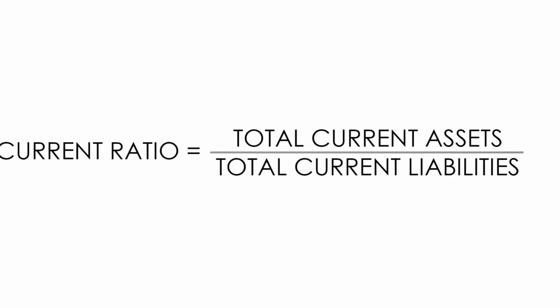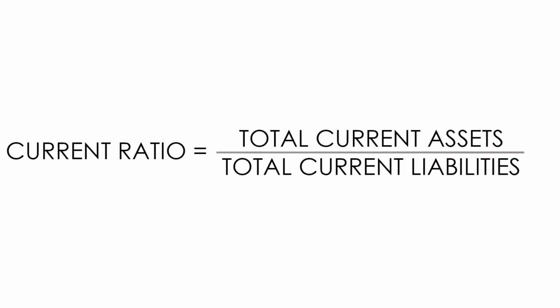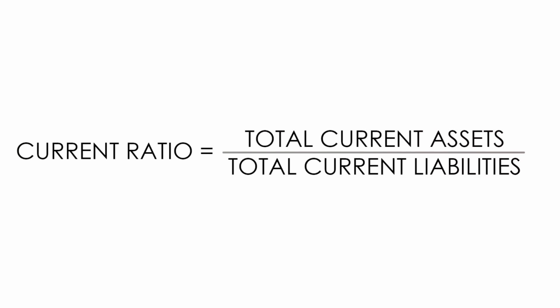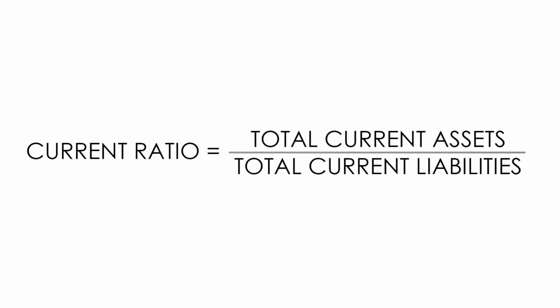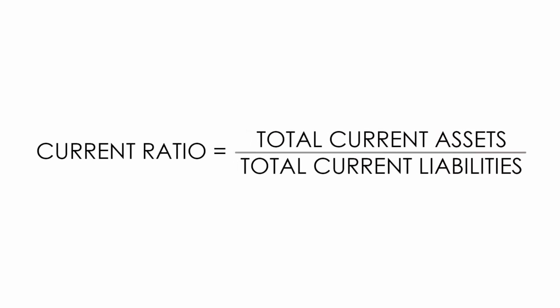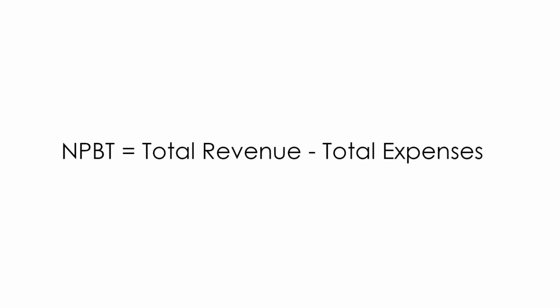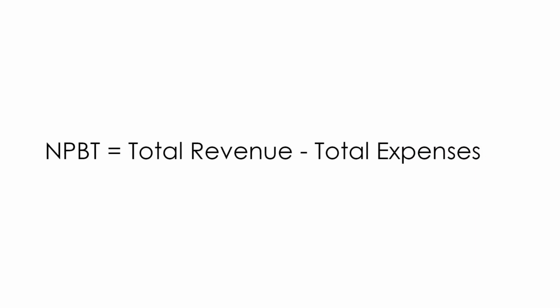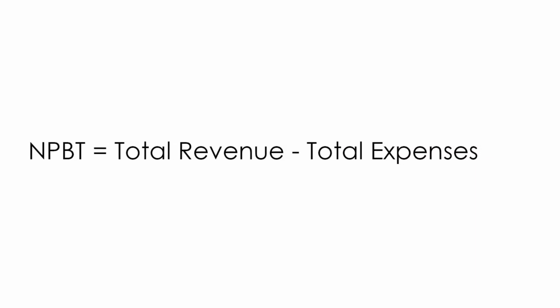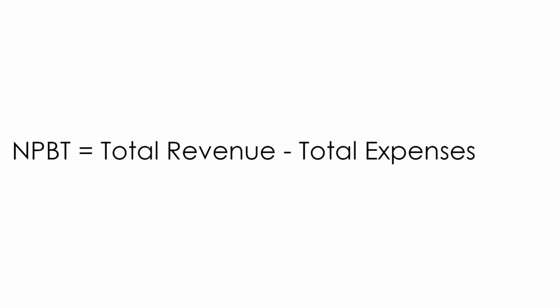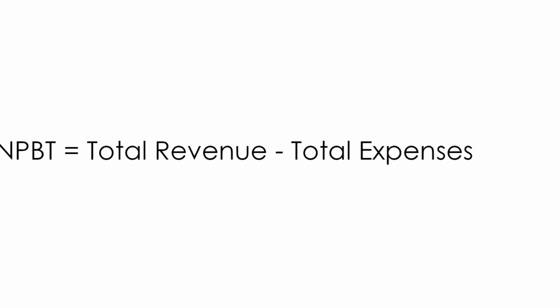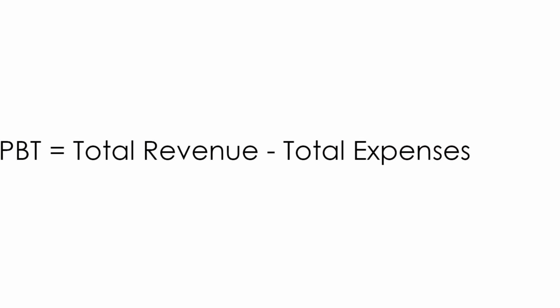Generally, the higher the ratio, the better. A healthy business usually has a current ratio of 1.5 or higher, and 1.0 is about the bare minimum acceptable level. Next up is the net profit before taxes. This is not so much a ratio, as it is a percentage of profit based on net revenue. It provides a snapshot of your firm's profitability before taxes are factored in.